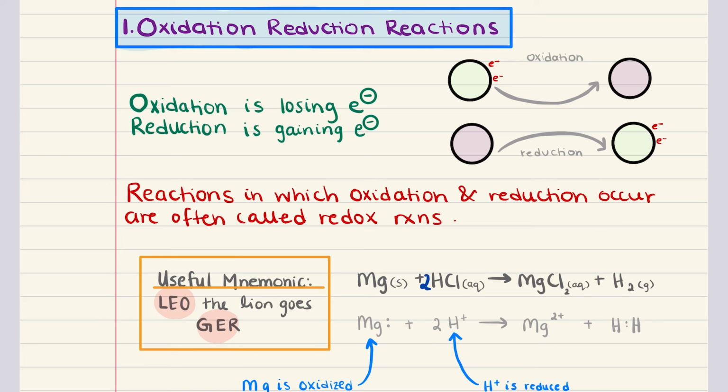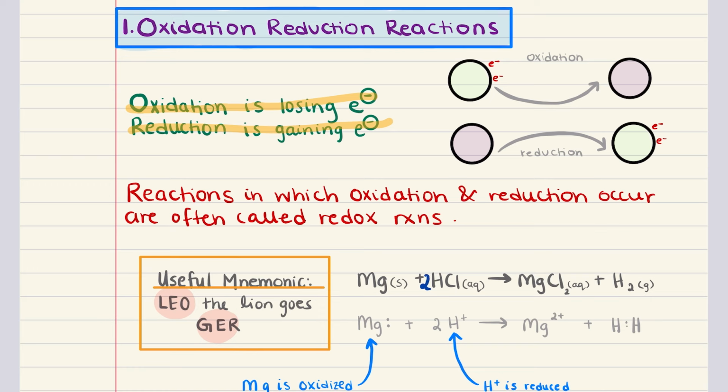reduction occur simultaneously. Now, oxidation is defined as the process of losing electrons, while reduction is the process of gaining electrons. These two processes are intrinsically linked. Oxidation cannot happen without reduction because the electron that's lost by one substance has to be gained by another.